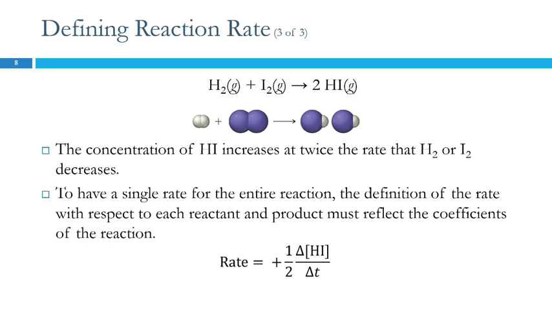The HI increases at twice the rate, and so we have to have one rate to describe the reaction. We can describe it in terms of any of the reactants or products, but the rate is the same. So in order to have this rate described in terms of the concentration of HI be the same number as the other two, we need to multiply by 1/2. So we take this coefficient, and it's 1 over the coefficient.